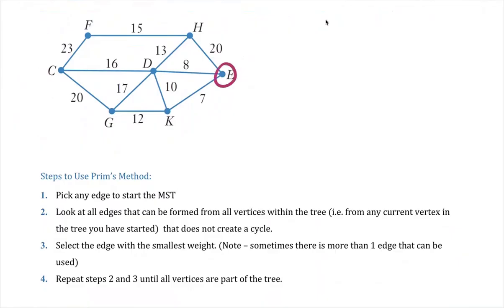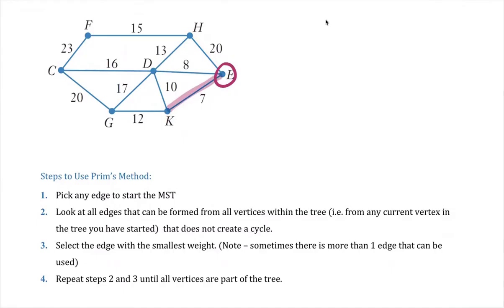I'll do a slightly smaller circle there. Then, of all the edges connected to this vertex, we want to pick the one with the smallest weight to connect to another vertex. We look at H, that has a weight of 20. We look at D, that's a weight of 8. That is much smaller. But it's not the smallest, because from this vertex we can go from E to K. If we highlight that, from E to K we have a weight of 7.